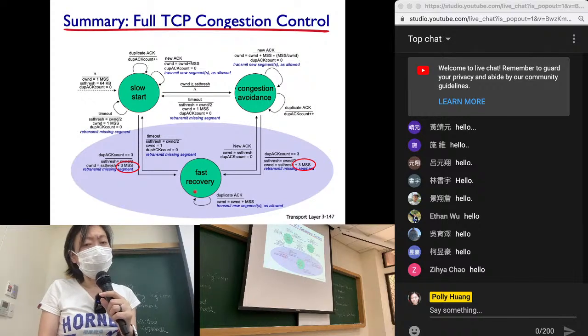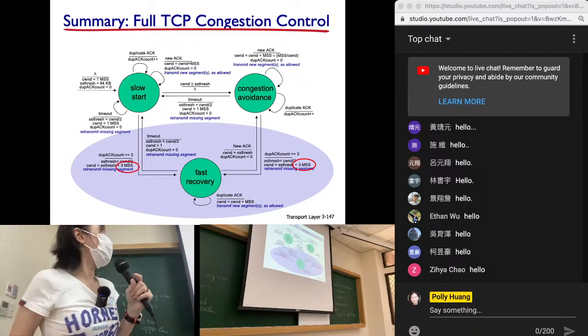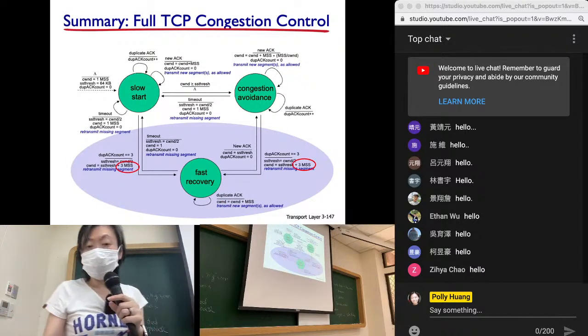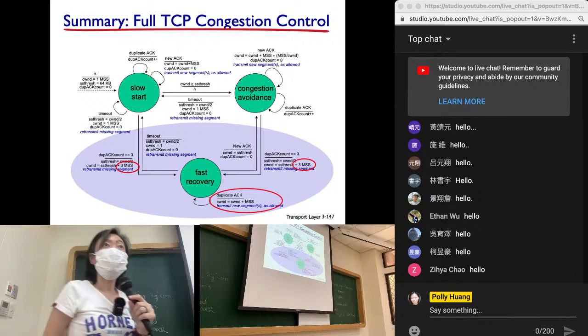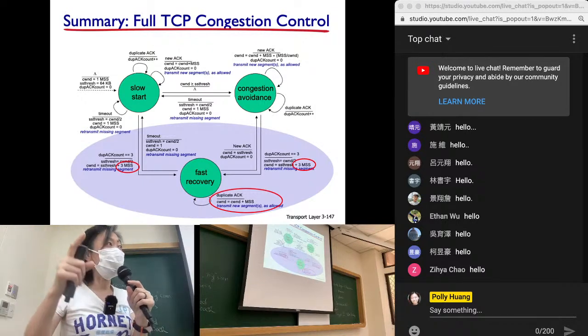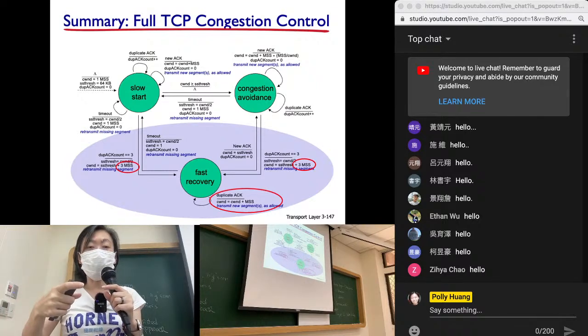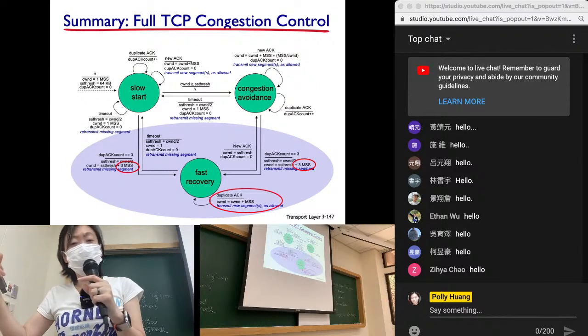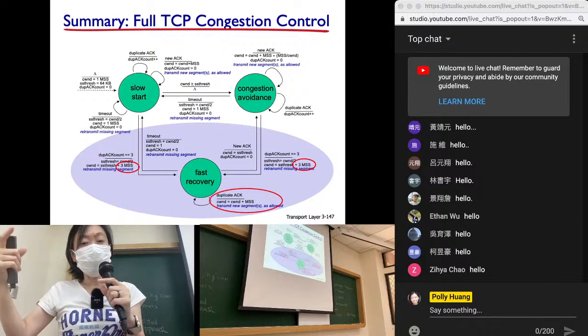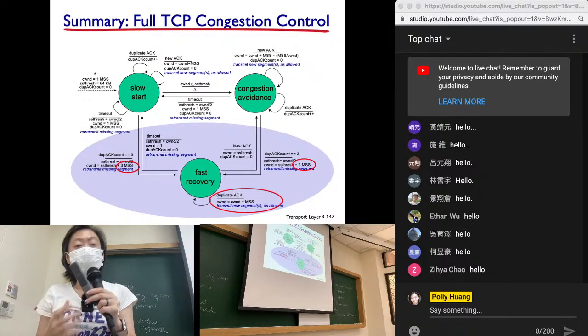Know that, hey, there are some new transitions. First is this. In the fast recovery state, if we receive duplicate ACKs, what happens is this. The congestion window size is incremented continuously. If there's one more duplicate ACK, increment the window size by 1 MSS. If there's another, increment the window size further by another MSS.